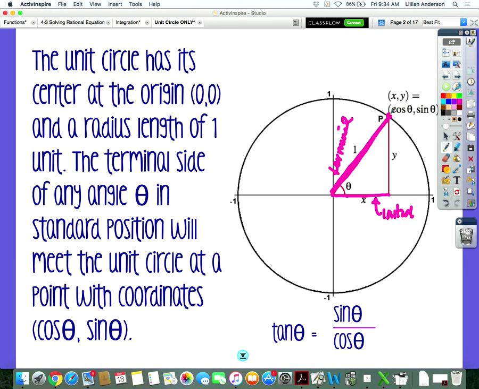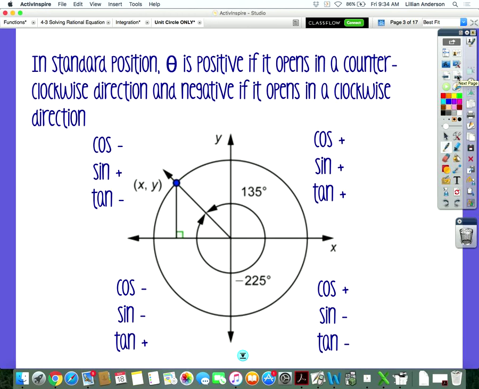You guys remember that from the last unit? As well as tangent is sine over cosine? In standard position, theta is positive if it goes in the counterclockwise direction, and negative if it goes in the clockwise direction. As you can see here, you have your initial side, you have your terminal side. If the angle went counterclockwise, it was positive at 135 degrees. However, if it went clockwise, it would be negative.